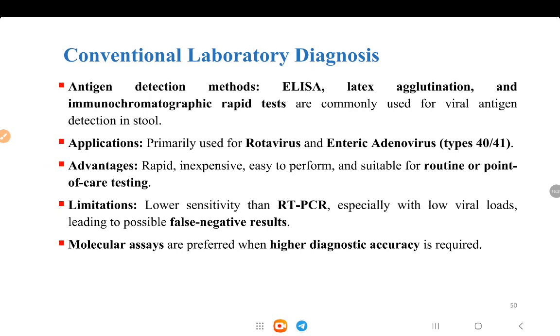Conventional laboratory diagnosis for viral gastroenteritis infection. First, we do antigen detection methods using ELISA, latex agglutination, and immunochromatographic assays.